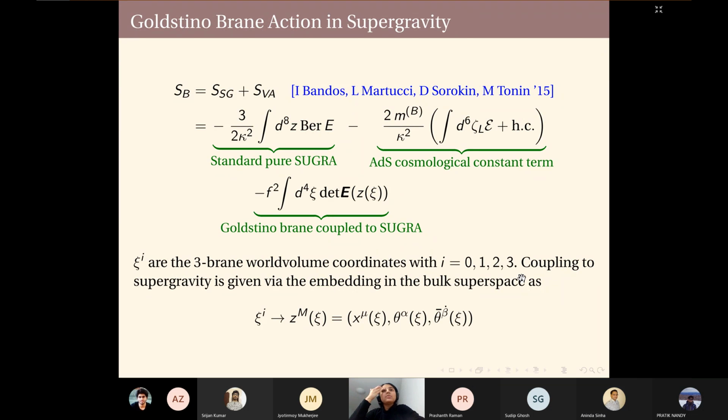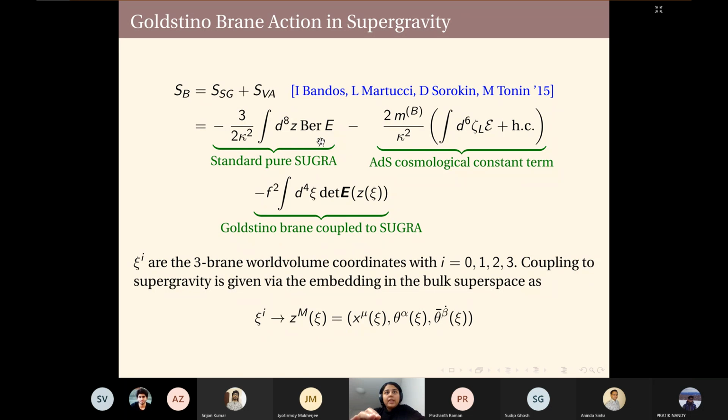Okay, so now I come to another method of constructing pure dS supergravity, which was given by Bandos, Martucci, Sorokin, and Tonin, and they're all in Padua. Again, this is just a schematic explanation. Here, the action can be considered to be divided in two parts. The first one is just the standard supergravity that was there earlier, and then there is a new addition, the Volkov-Akulov action, which gives the positive part.